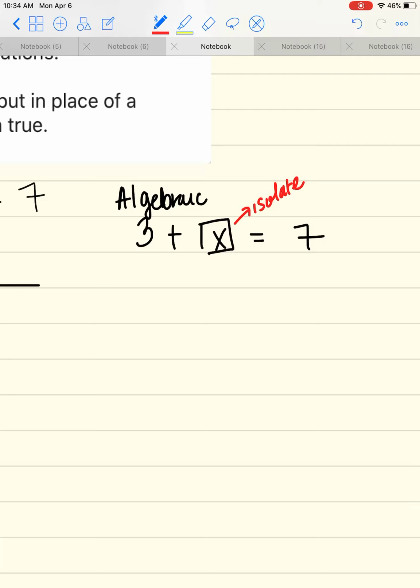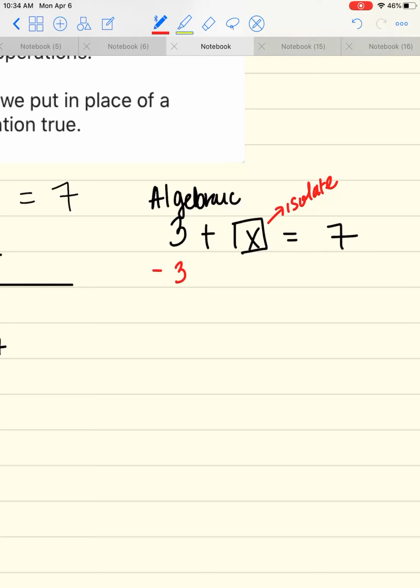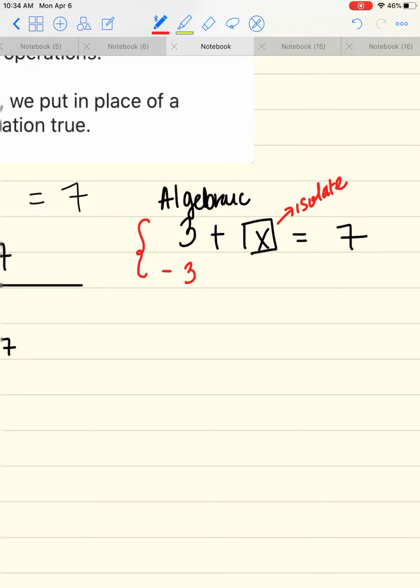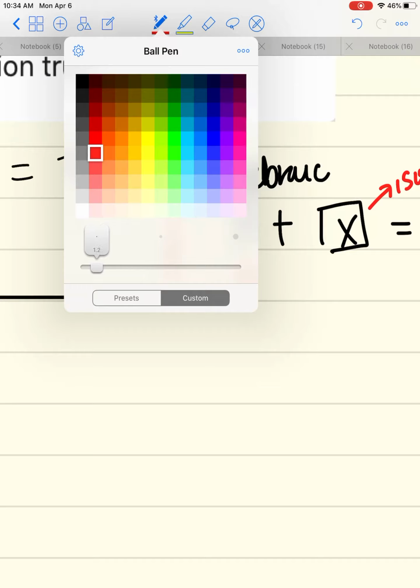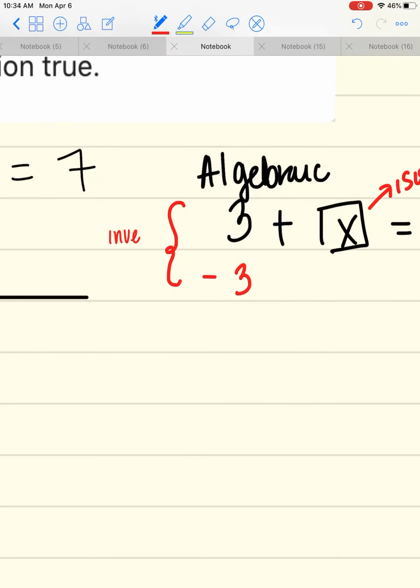So the way that you do that is by doing the opposite of whatever is with the variable. In this case, you are adding 3. So the opposite of adding 3 is to subtract 3. So I'm going to subtract 3. That would be my next step. You are going to do what we just called an inverse operation.